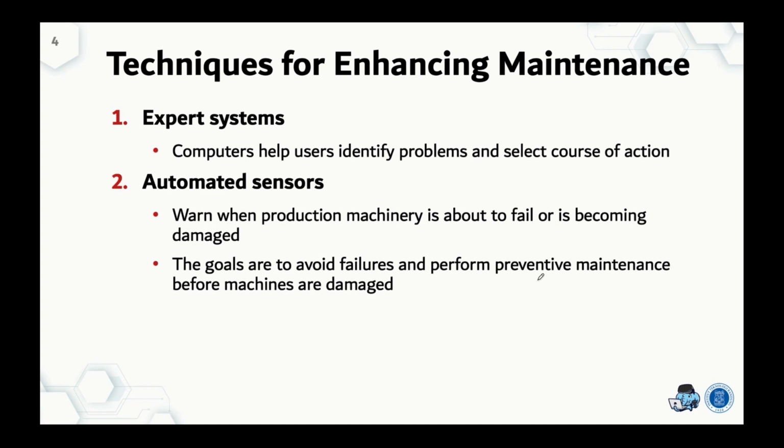Another technique is the automated sensor. For example, a bearing component in a machine that rotates at very high RPM, rotations per minute, we can identify the breakdown of that component by listening to the sound of its rotation. Using an automated sensor, we can warn that the production machinery is about to fail or become damaged. The goal here is to avoid failure and perform preventive maintenance before they are totally damaged, because when they are totally damaged, the cost is much higher.